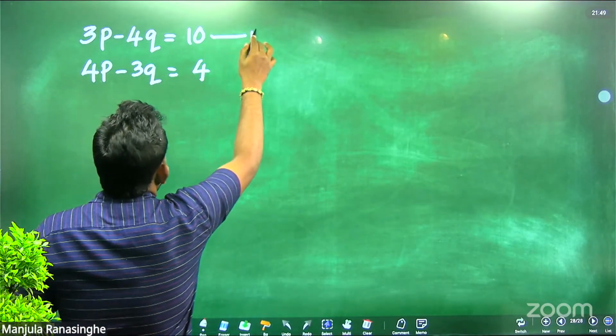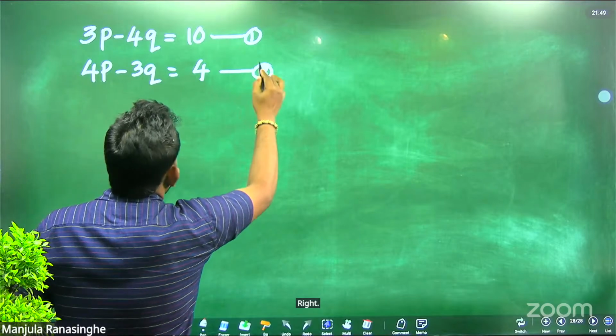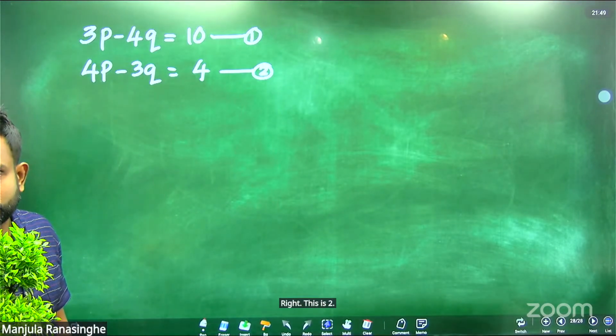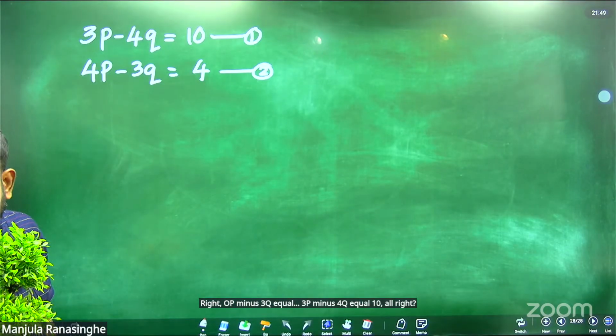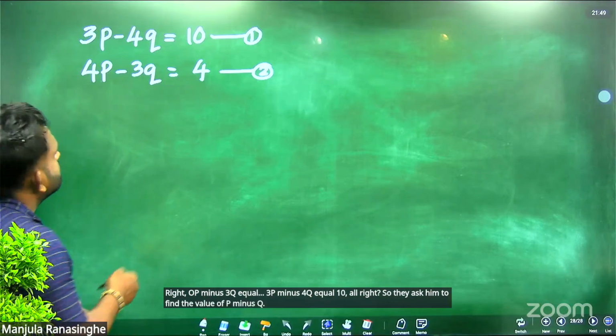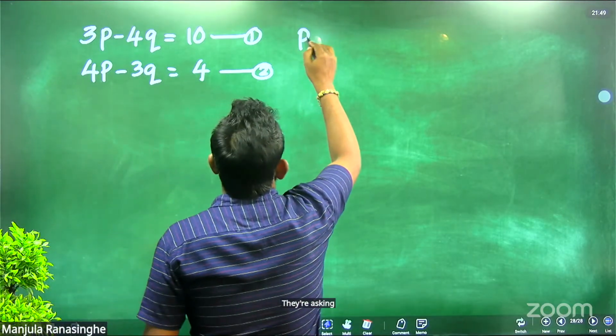This is 2. Right. 4p minus 3q equals 4. 3p minus 4q equals 10. Alright, so they're asking to find the value of p minus q. They're asking about p minus q.